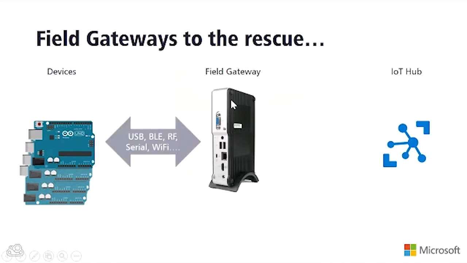And so the field gateway will use local protocols, like maybe serial over USB or Bluetooth low energy, or LoRaWAN or RF or Wi-Fi or whatever, to communicate with the devices locally, and then turn around and use those protocols I talked about earlier, MQPS, MQTTS, and HTTPS, to communicate on those devices' behalf with the IoT hub up in the cloud.